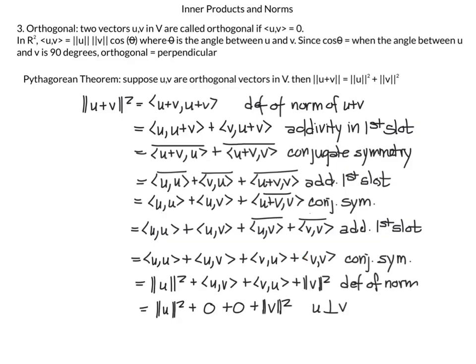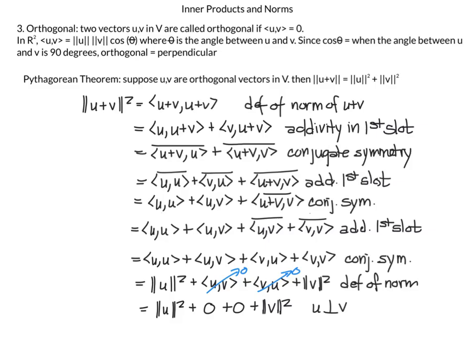We can now use our definition of norm to simplify the inner product of u with u as the norm of u squared plus the inner product of u with v plus the inner product of v with u plus, again using the definition of norm, the norm of v squared. Now because u and v, remember, they are orthogonal, the inner product of u and v and the inner product of v with u, these are both 0. They're going to go to 0 because they're orthogonal.